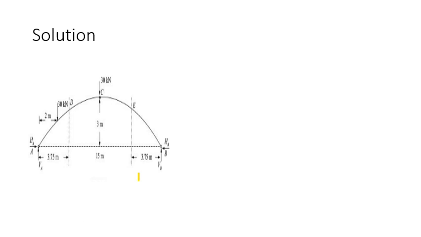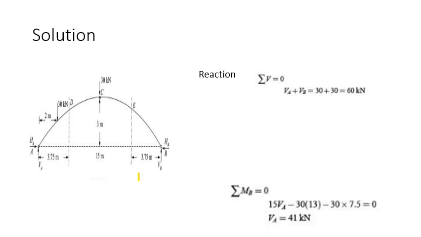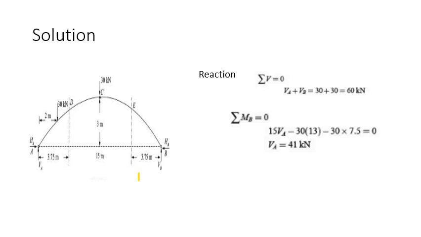So if we go for the solution, as usual, the first step is to find out the reactions by applying the conditions of equilibrium. So apply the condition sigma V is equal to 0. There are 2 vertical forces, VA plus VB minus 60 is equal to 0, or VA plus VB, if you take that to the right hand side, becomes 30 plus 30, 60 kilonewton.